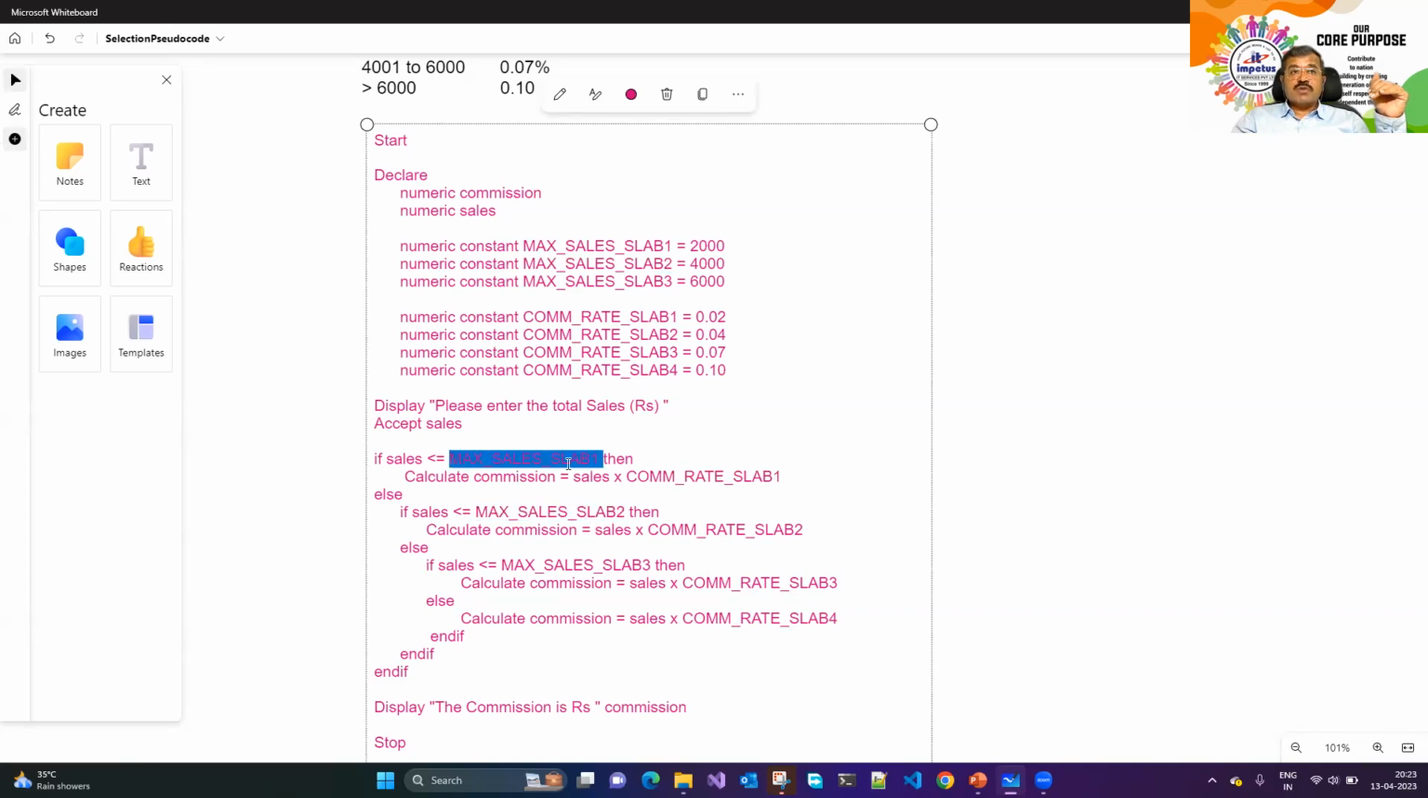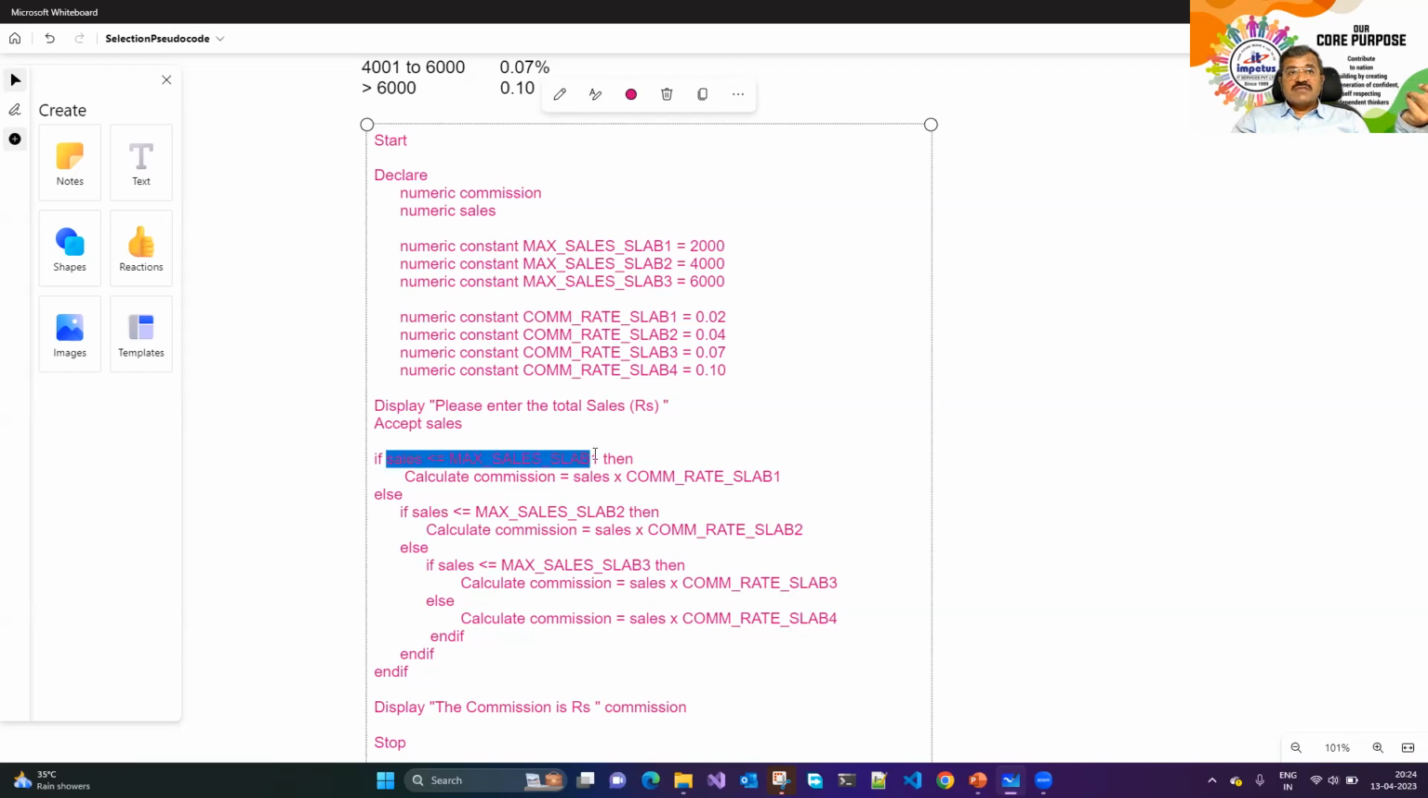but if it is more than 2,000 but less than or equal to 4,000. Now, where did I say more than 2,000? Say somebody's sales is 3,000. Is 3,000 less than or equal to 2,000? The condition is false. That means it is greater than 2,000. That means I don't have to write an and condition over here once again, greater than 2,000 and less than or equal to slab 2. That I don't have to write.